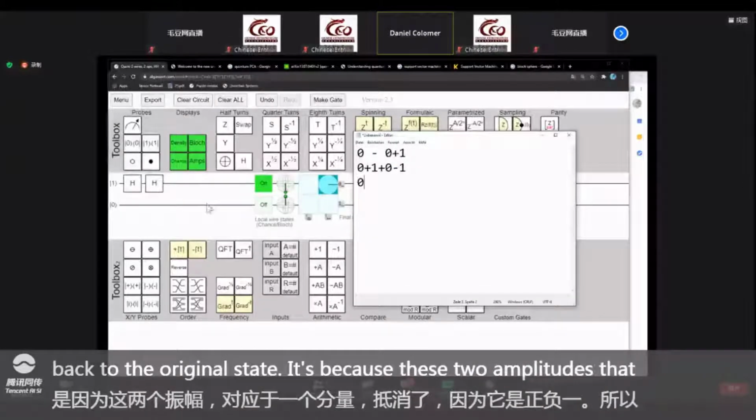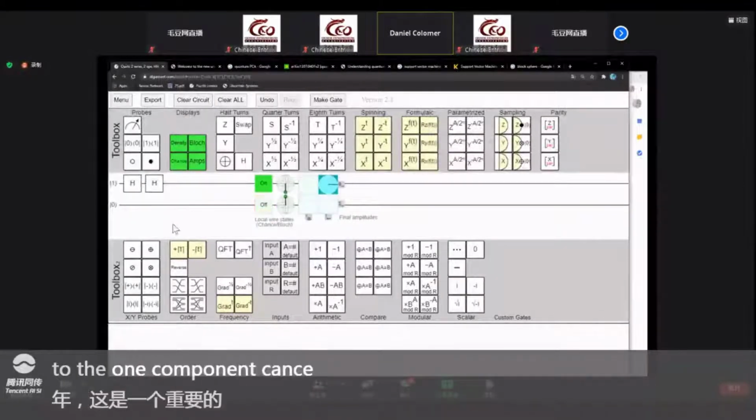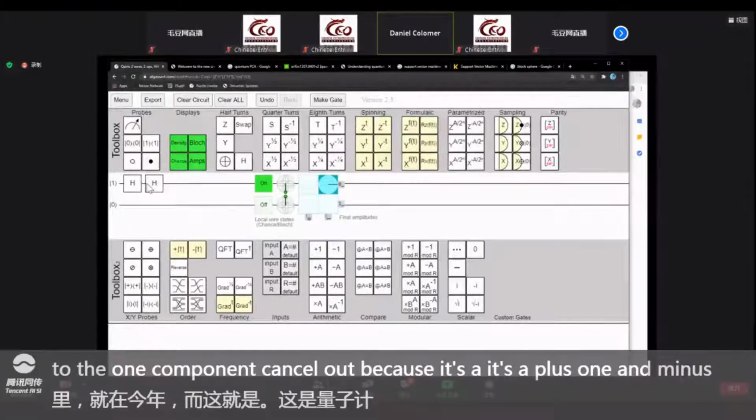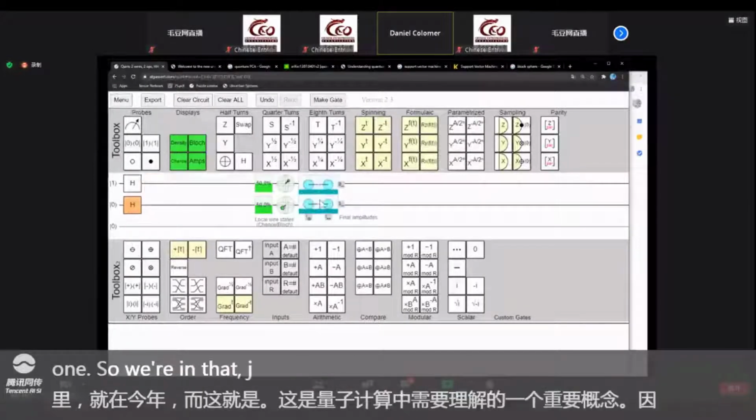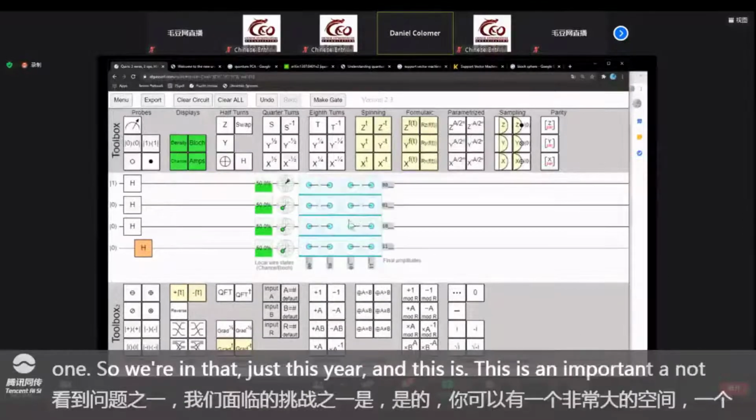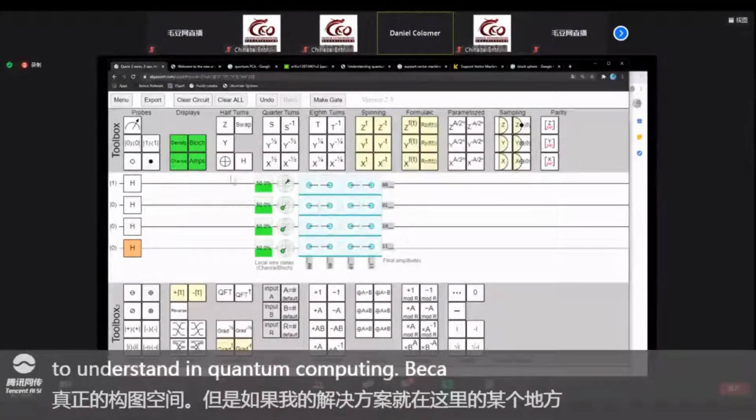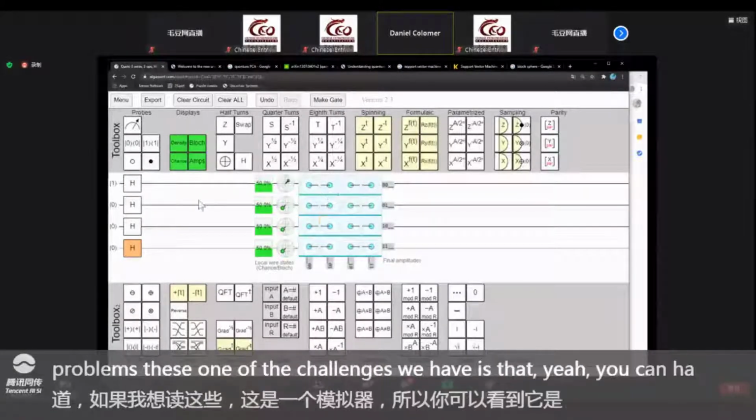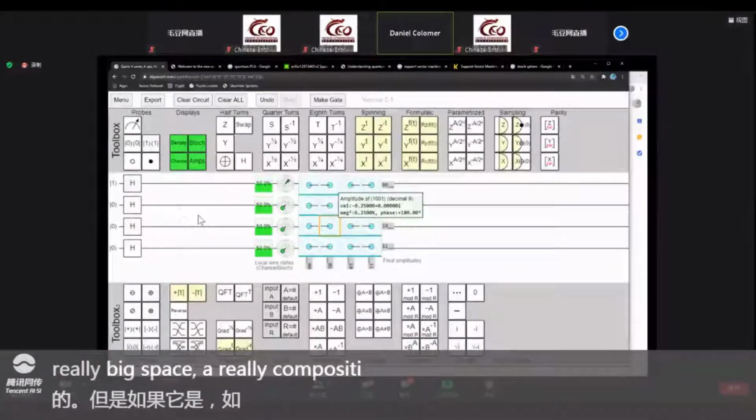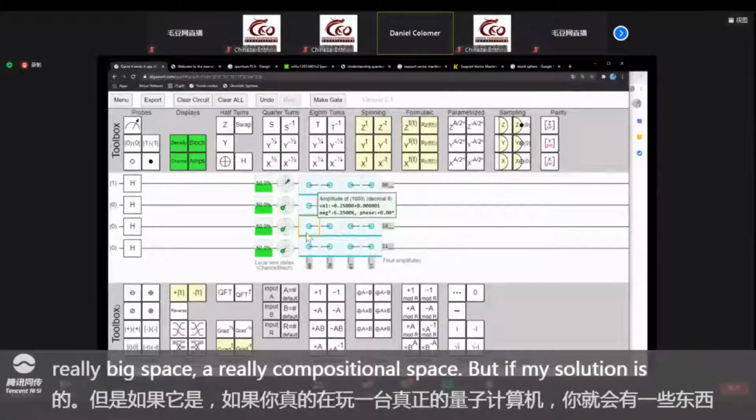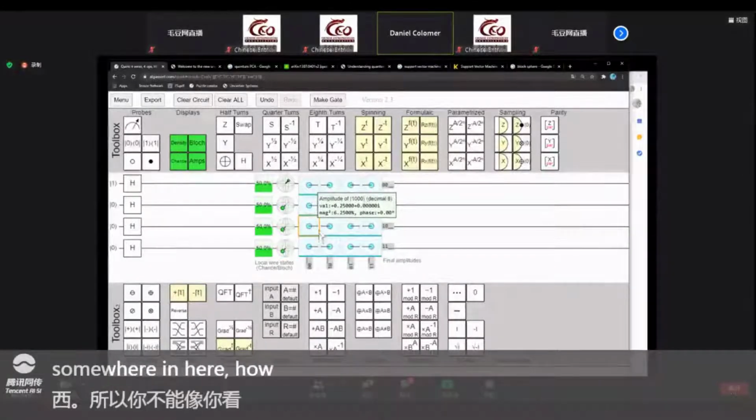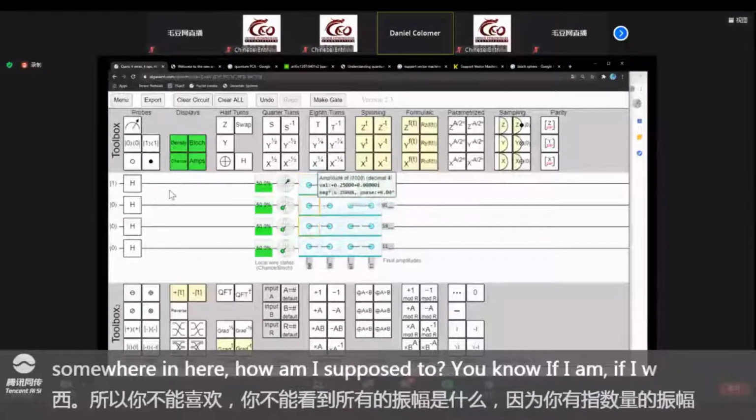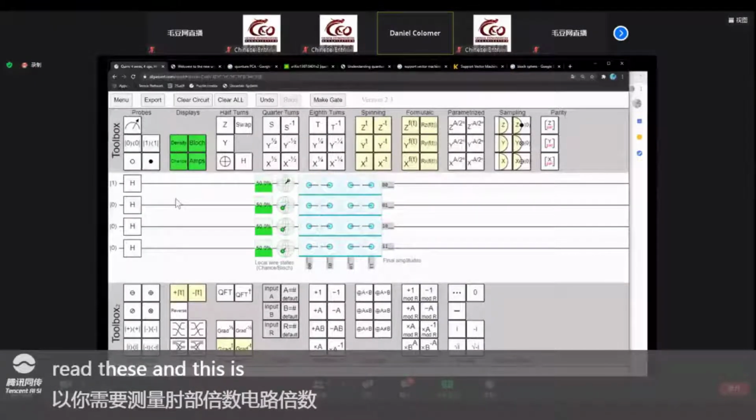And this is an important notion to understand in quantum computing, because we will see that one of the challenges that we have is that you can have a really big computational space, but if my solution is somewhere in here, how am I supposed to be able to read the solution? Because if I want to read these, and this is a simulator so you can see what it looks like, but if you're really playing with an actual quantum computer, you have something that's just too big, and so you cannot see what all the amplitudes are because you have an exponential amount of them, and so you need to measure the circuit multiple times. And when you do the circuit readings multiple times, every time you're only going to get one of those components.